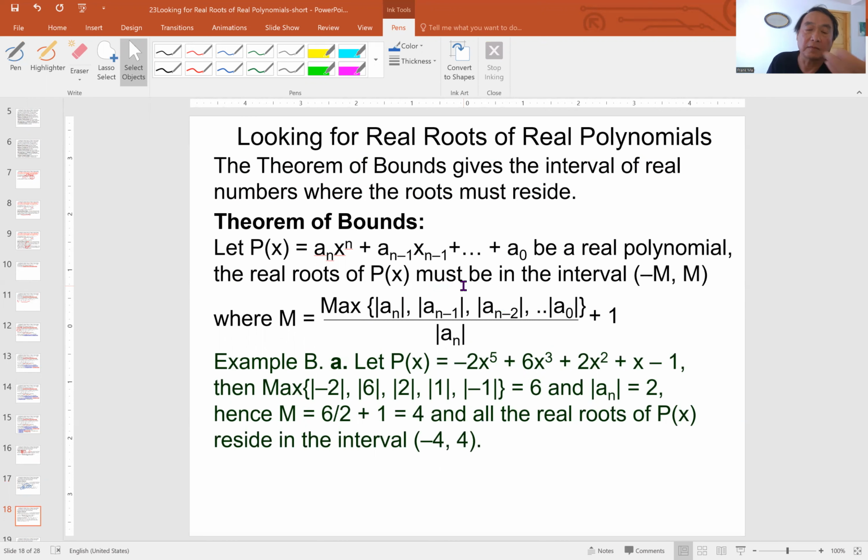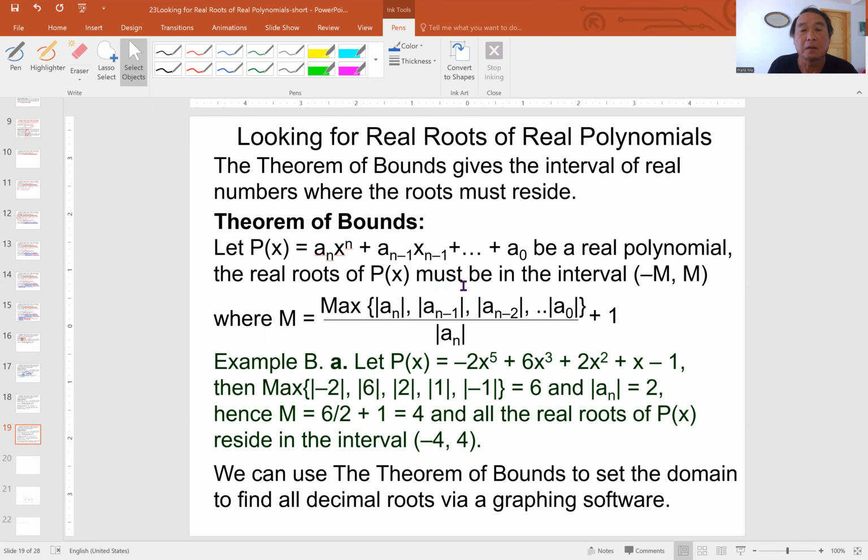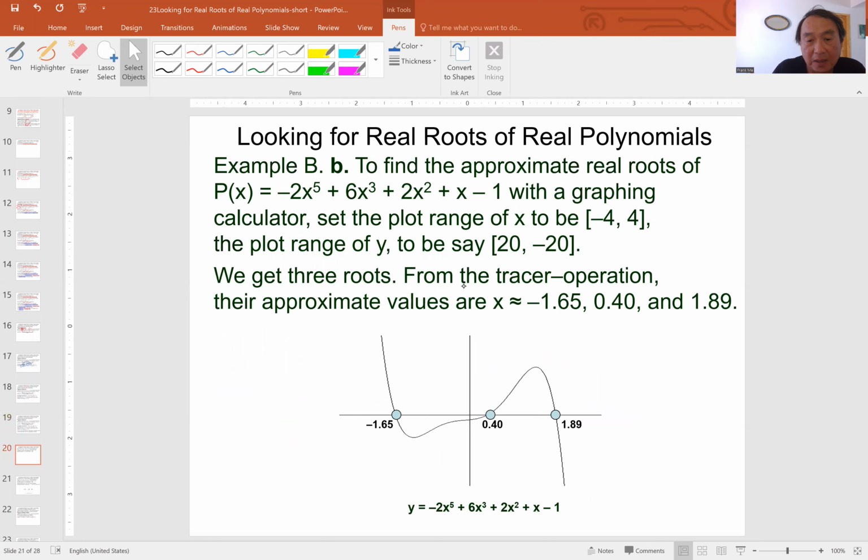So this, in terms of searching with a calculator, is very easy because I just graph it between minus 4 and 4. I know all the roots must be in there. Okay, so I can trap all the roots. In this case, there are 3 of them. Therefore, the other 2 are complex roots.